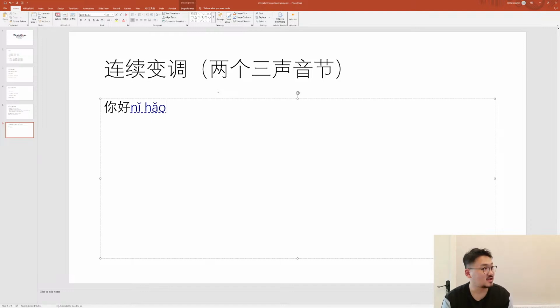So, you know what? Change that to something like 你 and then 好, third tone. Okay? Got it? So basically, we actually read something like 你好, 你好, right? That's actually what we say. But in the textbooks, you're going to see something like 你好.